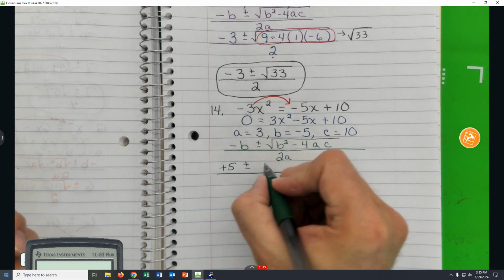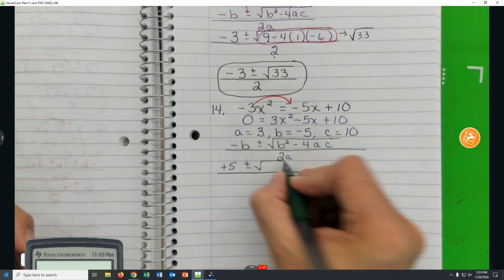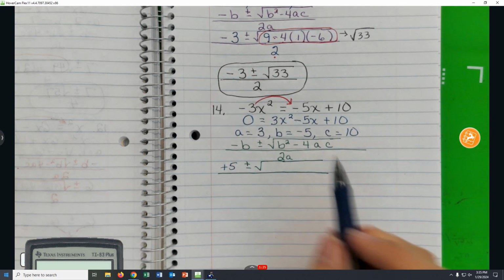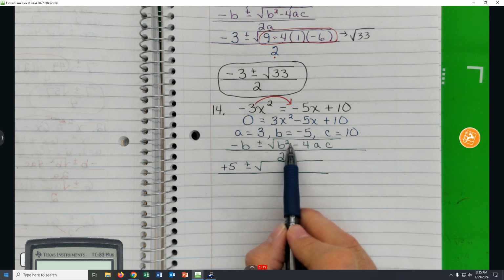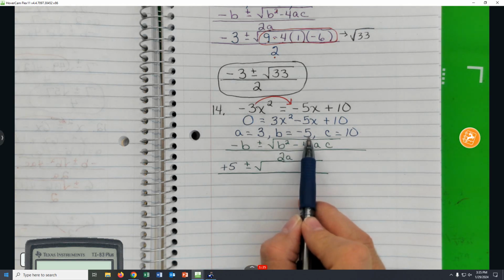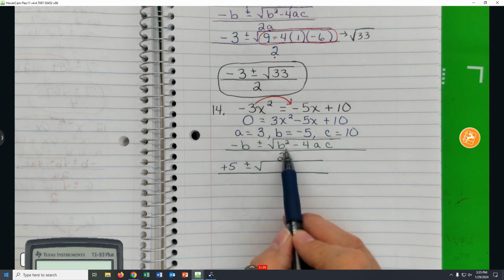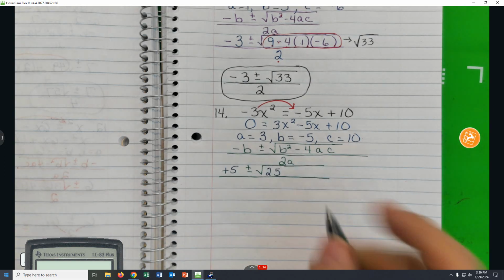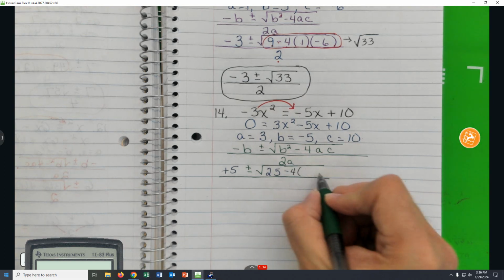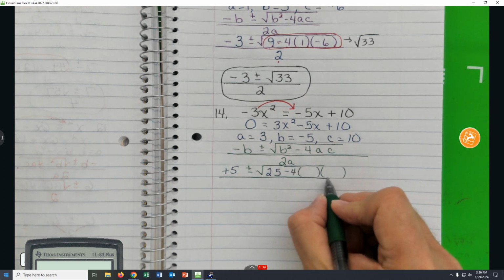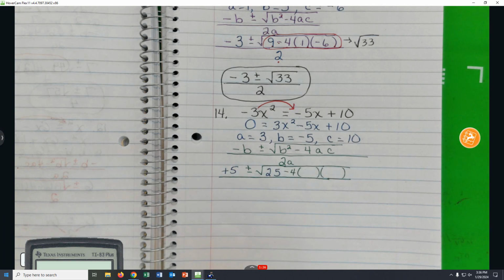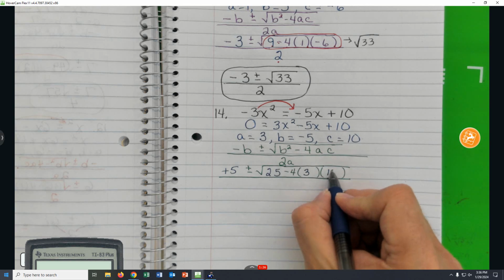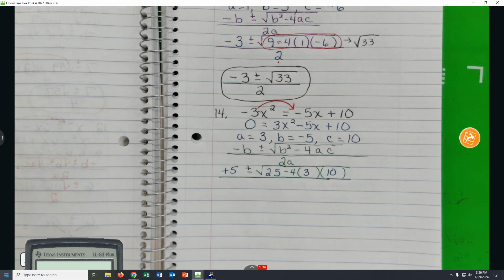Plus minus the square root of b squared. Negative 5 times negative 5. What am I going to put in place of b squared? 25. Then minus 4 times a times c. So minus 4 times a is 3. C is 10.